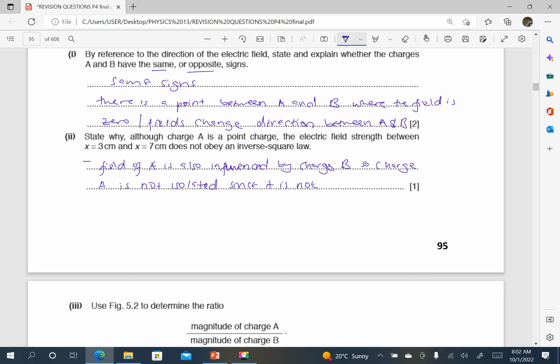Charge A is not isolated since it is not the only charge present. We can't say charge A is isolated, since the resultant field is due to both charges.